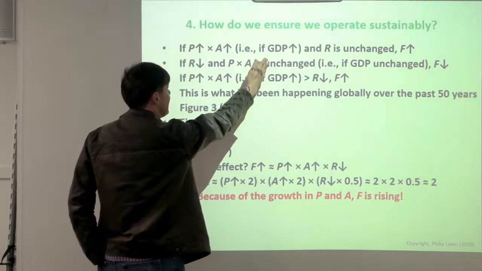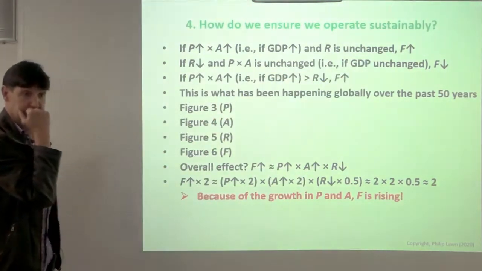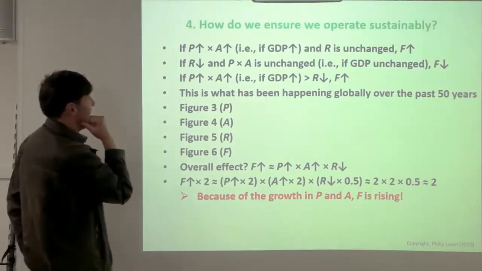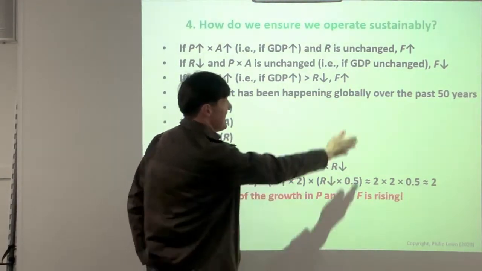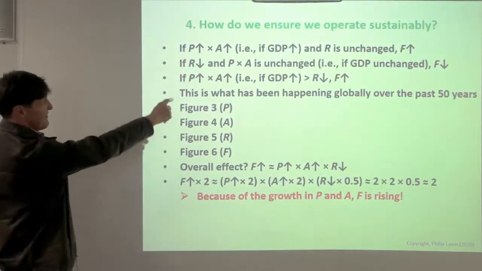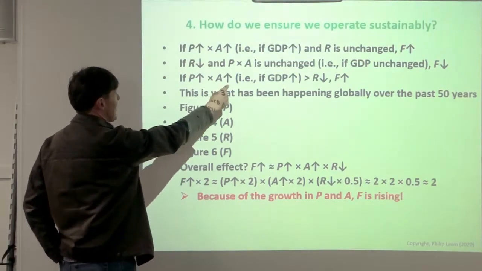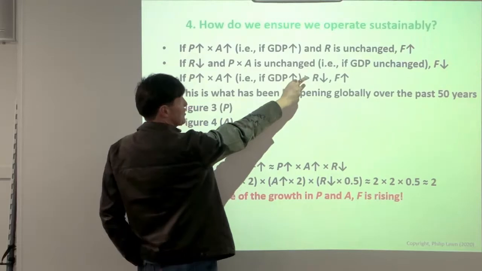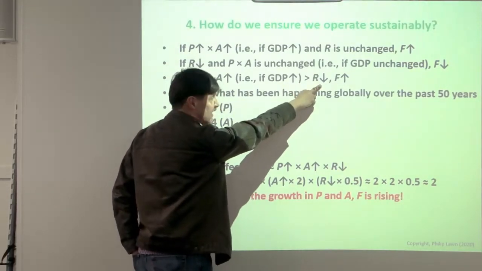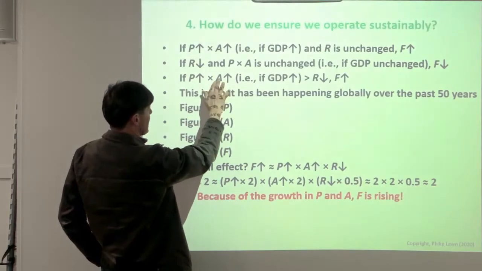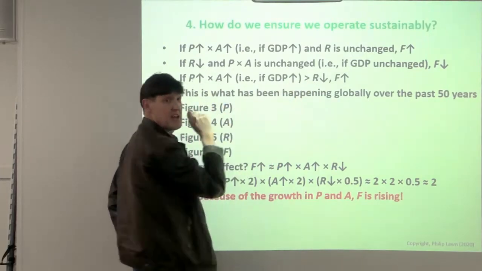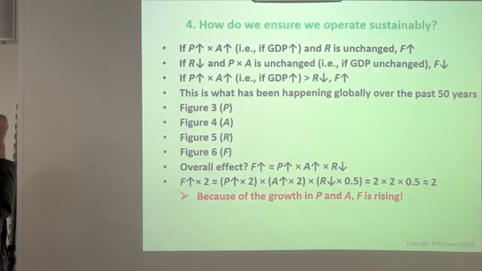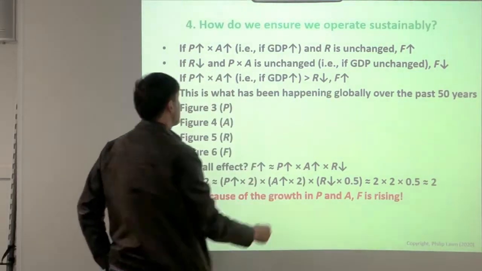If that goes up, and let's say R is unchanged, then the footprint will go up. If R goes down and let's say P and A were to remain unchanged, in other words, if GDP was unchanged, F would go down. But if P and A together go up, if GDP goes up at a rate greater than R comes down, when those two go up, that pushes F up. When that goes down, that pushes F down. But if that exceeds the impact of improving or reducing the resource intensity of economic activity, the footprint will go up. Well, this is what's been happening globally over the last 50 years.